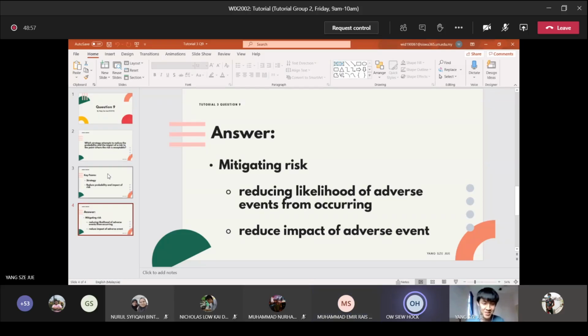Okay, so mitigating. Remember, mitigating the risk means reducing the likelihood, the probability of happening, and then reducing the impact that will happen if we have materialized the risk event. Good. Okay, thank you.